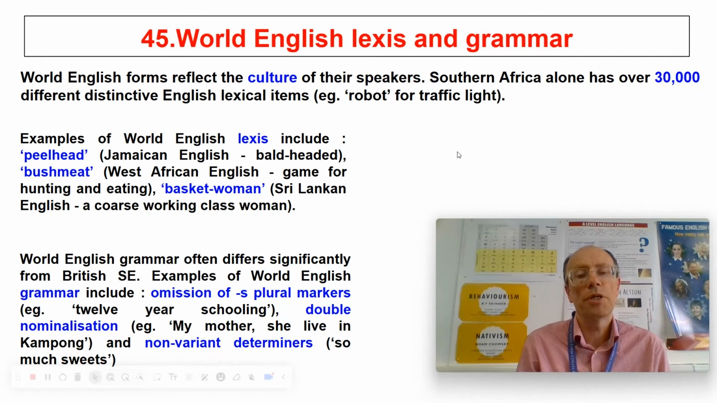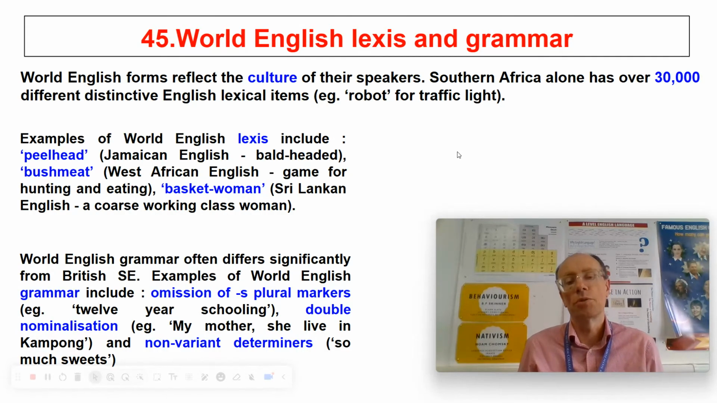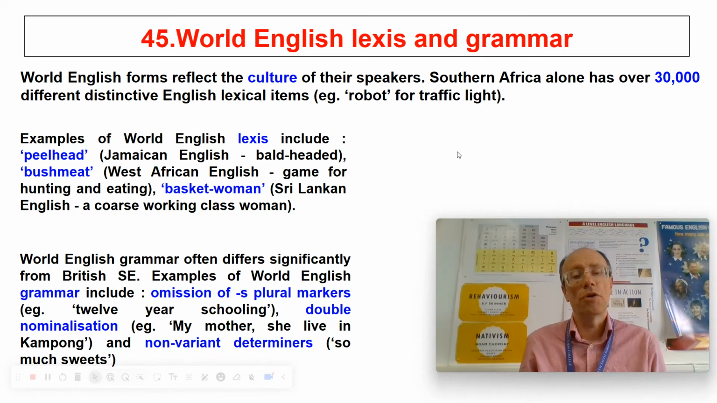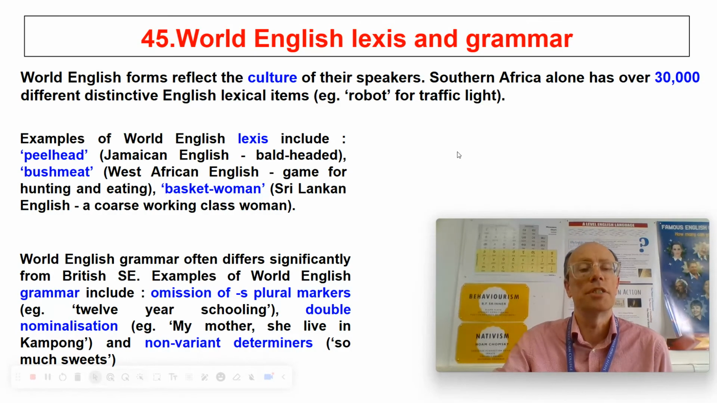So you've got the omission of S plural markers on plural nouns, for example, "12-year schooling" instead of "12 years of schooling." You've got double nominalization: "My mother, she live in Kampung." Okay, my mother and she. So you've got double nominalization going on there. And you've got non-variant determiners, so no distinction being made between much and many in terms of the determiners that you use.